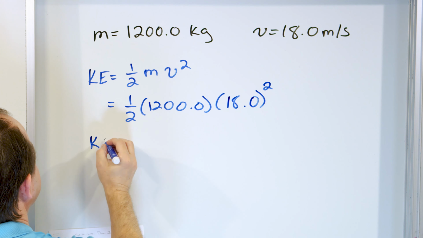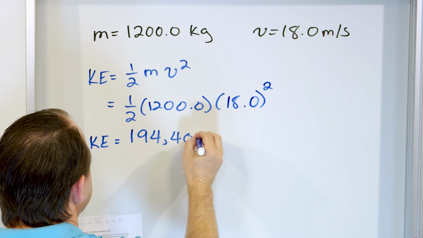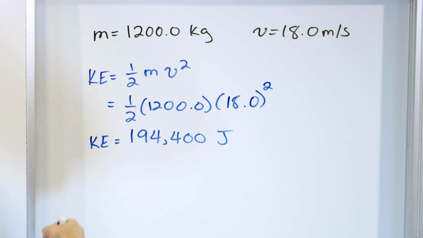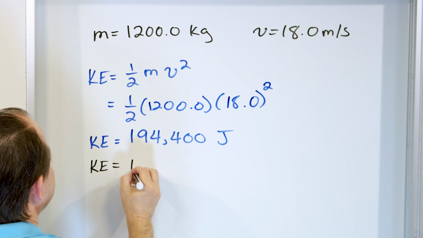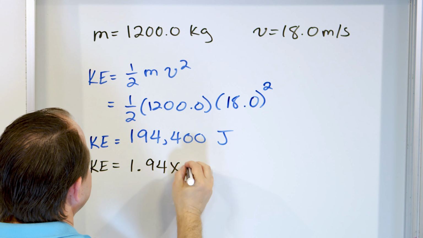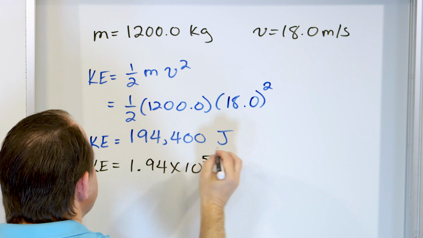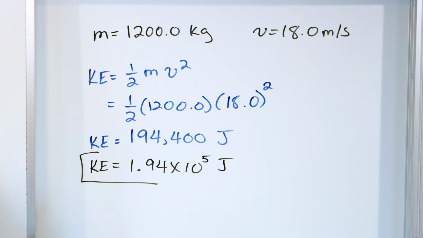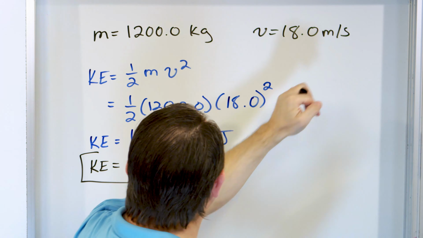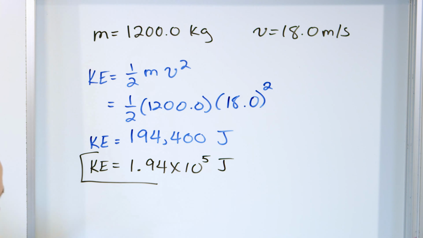And when you calculate this, you get an answer of 194,400 joules. We can write that in scientific notation and do some rounding. We'd say 1.94 times 10 to the 5 joules. You can write it any way you want. I'm rounding here because I only have my velocity to 3 digits, so I'm going to keep 3 digits here, 1.94 times 10 to the 5, and that is a unit of joules. Now that's the kinetic energy, right?